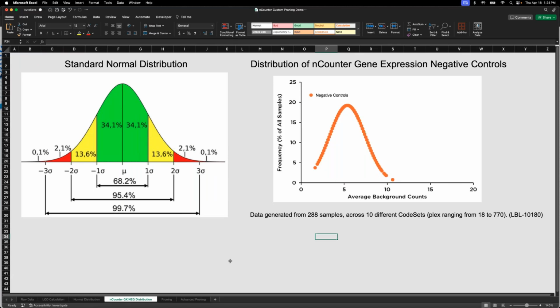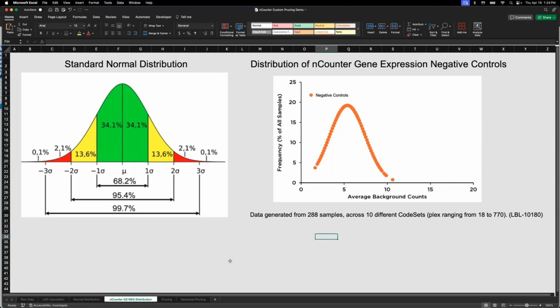On the right here, this is a data set generated by NanoString. So I dug into my treasure trove of all these old public experiments and public technical notes that I had just sitting in my archive. And I remembered I had this one figure, which would be perfect for this type of seminar. This shows you the distribution of the negative controls for a NanoString experiment. And hopefully you're seeing a lot of similarity to that normal distribution on the left-hand side.